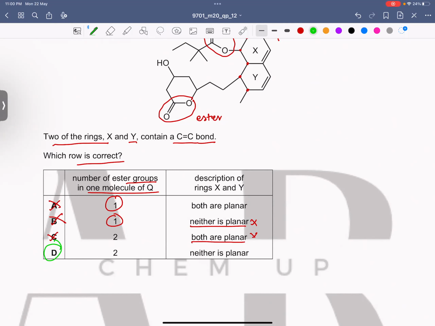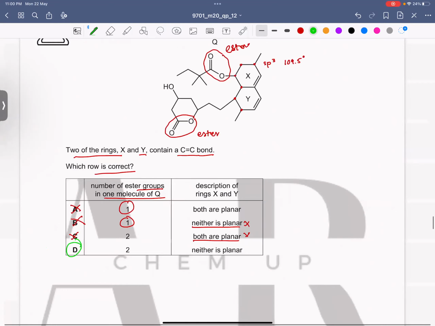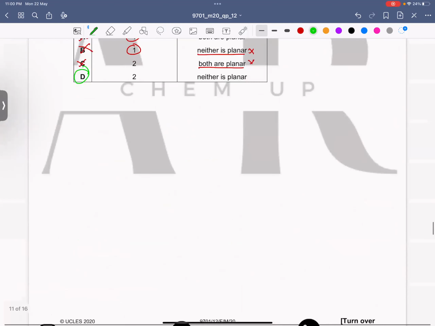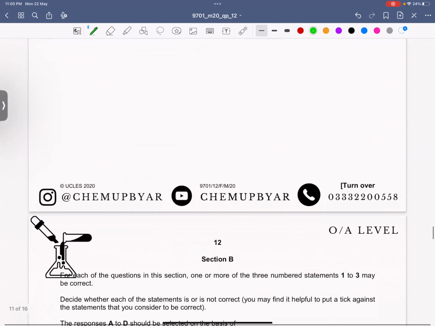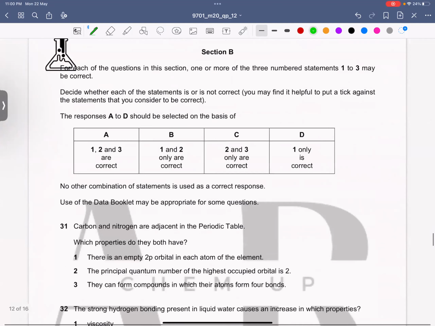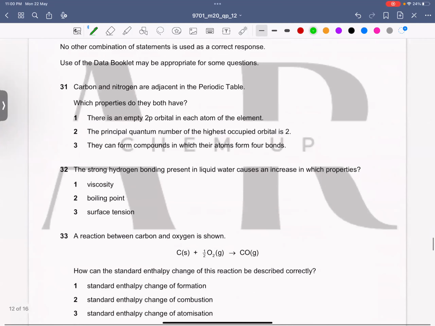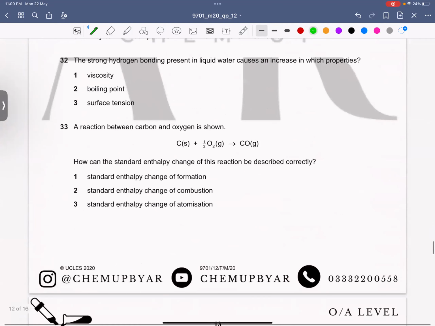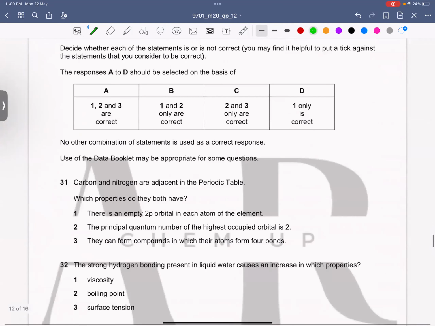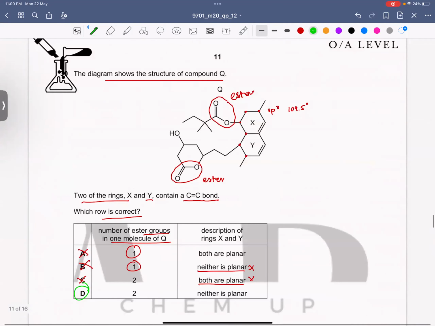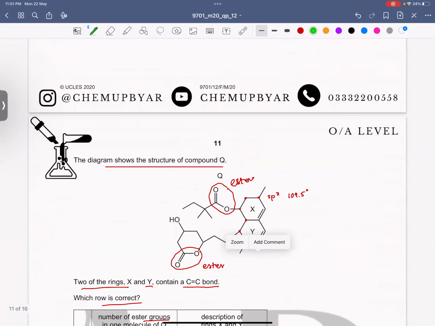Okay, so now in the next class, we will start a new paper. I'm not going to discuss section B because this is not part of your paper now. You have questions like these only. So tomorrow, inshallah, we will have the next class and we will start with the new paper.